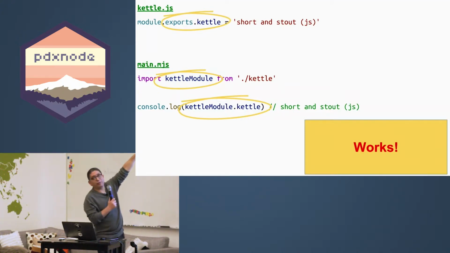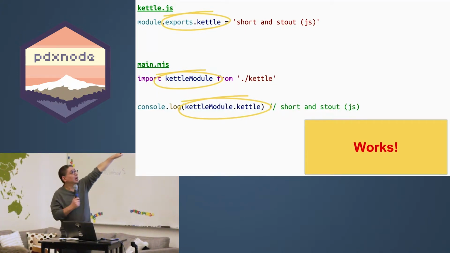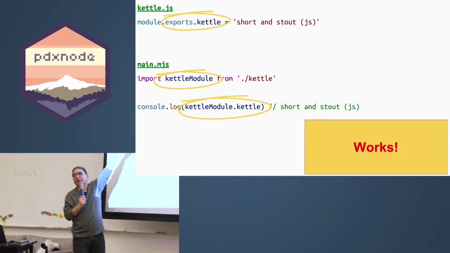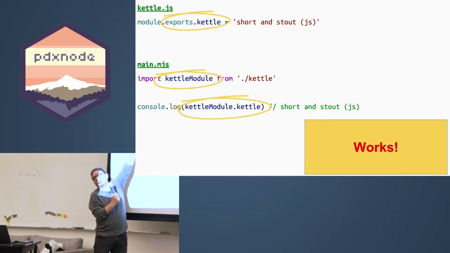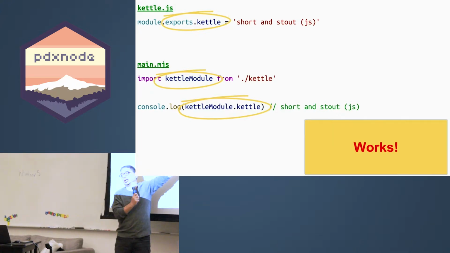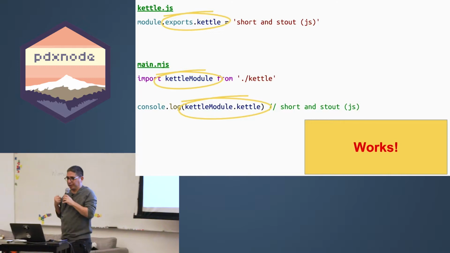Yeah, so if you have a named export, this is an example. Kettle.js exports a named export, and you want to use that, you can either do import star as, or you can just do import kettle module from, and then do kettle module.kettle, because you're getting the whole object back, okay?